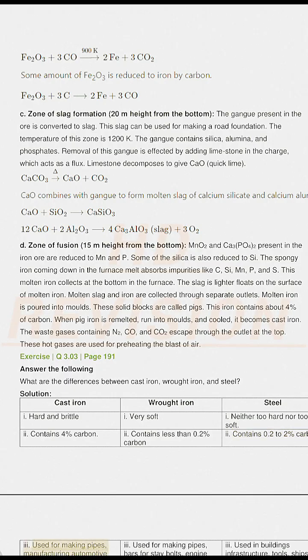Cast iron is used for making pipes, manufacturing automotive parts, pots, pans, utensils, etc. Wrought iron is used for making pipes, bars for stay bolts, engine bolts and rivets, etc. Steel is used in buildings, infrastructure, tools, ships, automobiles, weapons, etc.